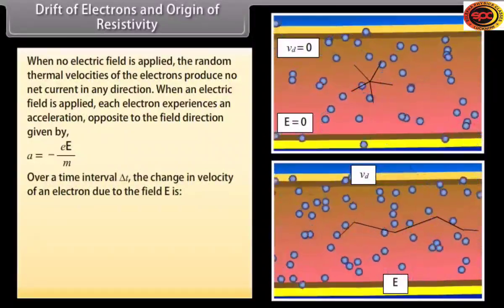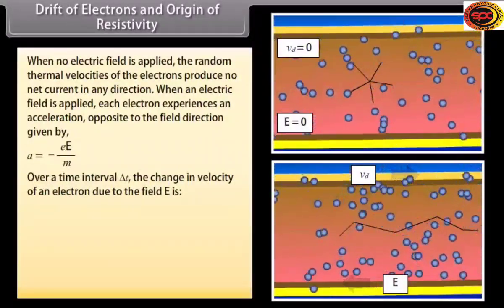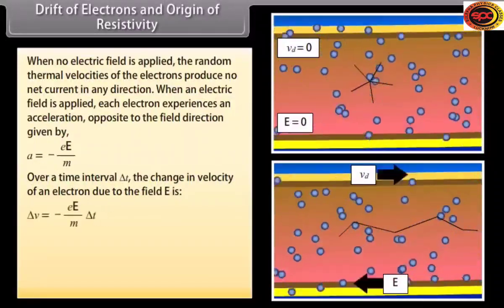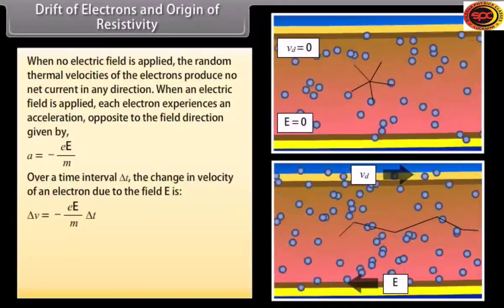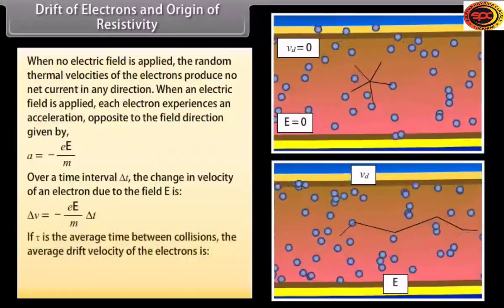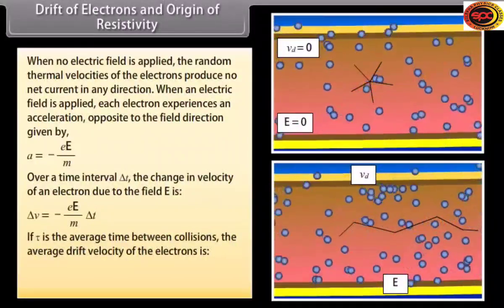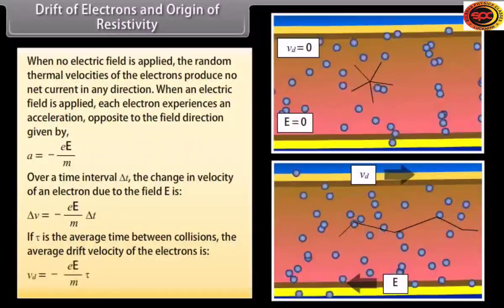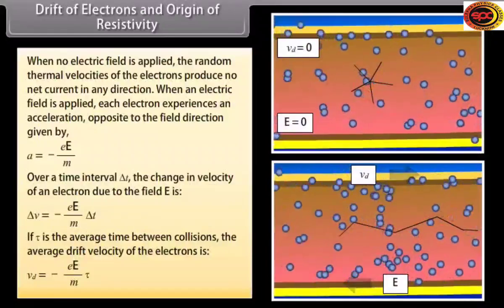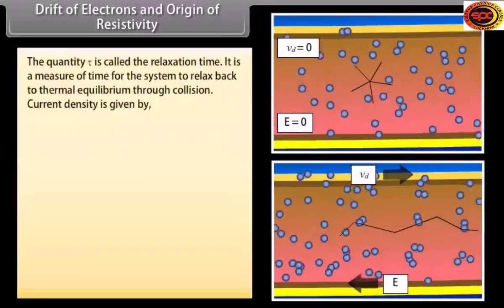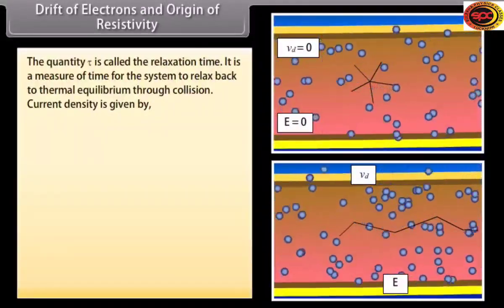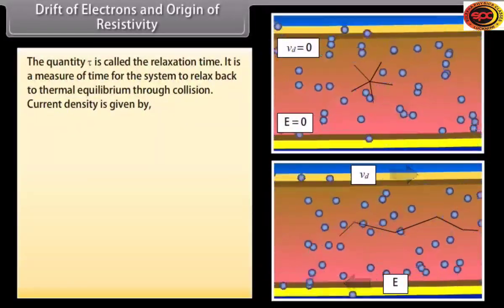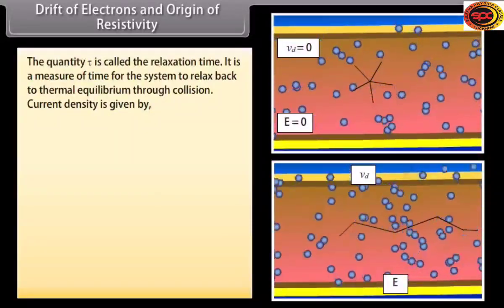Over a time interval delta t, the change in velocity of an electron due to the field E is equal to the product of acceleration and time interval. If tau is the average time between collisions, the average drift velocity of the electrons is equal to the product of acceleration and tau. The quantity tau is called the relaxation time. It is a measure of time for the system to relax back to thermal equilibrium through collision.